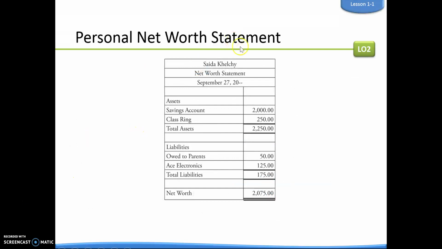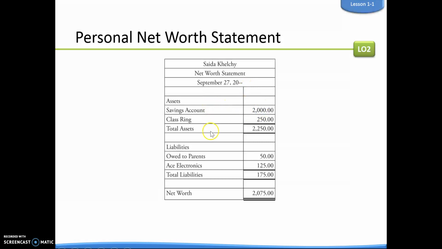Up at the very top, what we have is our heading for our financial statement. So you can see that it has the name of the individual. The second line has the name of the statement, which is net worth statement. And then please note that net worth statements are done only on a specific date, because the very next day you could withdraw $1,000 out of your savings account. So this is not over a period of time. This is on a specific date.